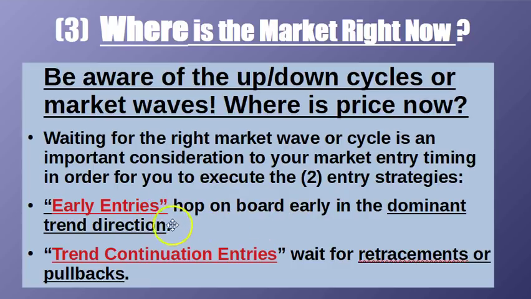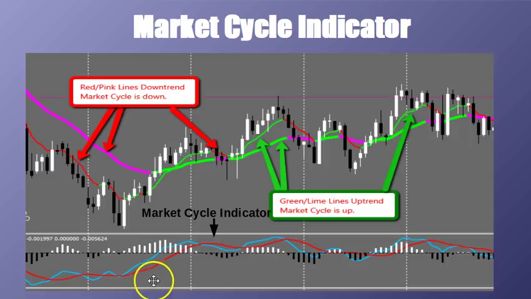But you want to take the trade in the same direction as the dominant trend direction. Trend continuation entries, we're going to get to that in just a little while. What you want to do is wait for retracements or pullbacks, okay? And that is a market wave in the opposite direction. So I'm going to show you this right here. Grab my marking pen. So here you can see we have a dominant trend. This is a dominant trend to the downside, and the price, you can see here, is going down.